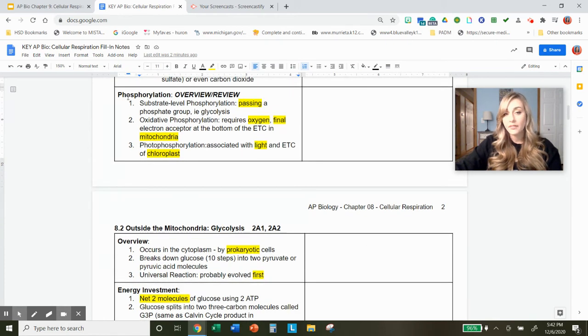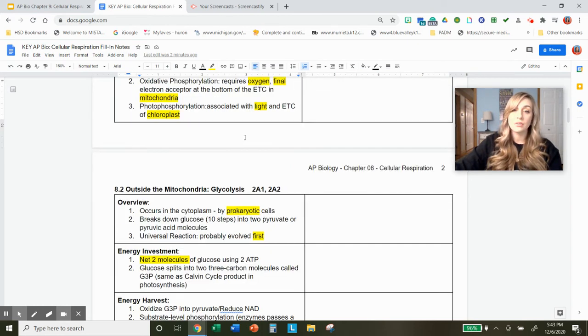Okay, and then in terms of our phosphorylation types, we discussed substrate level phosphorylation, which is passing the phosphate group from one molecule to another, just pass it on. Oxidative, which requires oxygen, and that's going to be the final electron acceptor at the bottom of the electron transport chain in the mitochondria. Okay, this is a big finale, but this is what allows the electron transport chain to keep pumping out more and more and more ATP. And then in terms of photophosphorylation, we think back to photosynthesis, which is associated with light in the electron transport chain of the chloroplast.